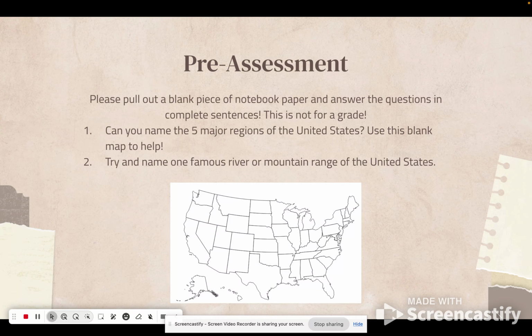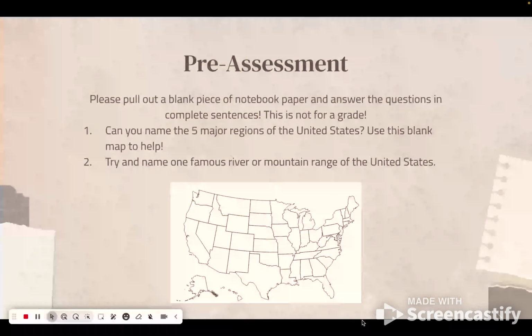landmarks. So for our pre-assessment, I would like for you to pull out a blank piece of notebook paper and answer the questions in complete sentences. And this is not for a grade. This is just to help get our brains flowing and help prepare us for the lesson. So the first question is, can you name the 5 major regions of the United States? And I have posted this blank map of the United States to kind of give you a couple hints and maybe help you figure that out. And my second question for you is, try and name one famous river or mountain range of the United States. So take a second and answer those 2 questions, please.